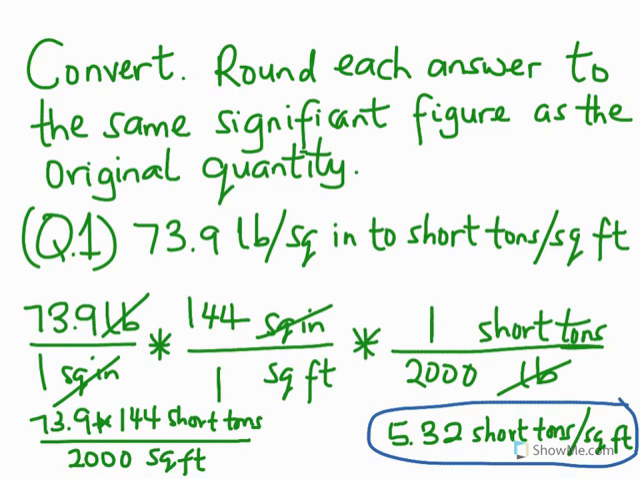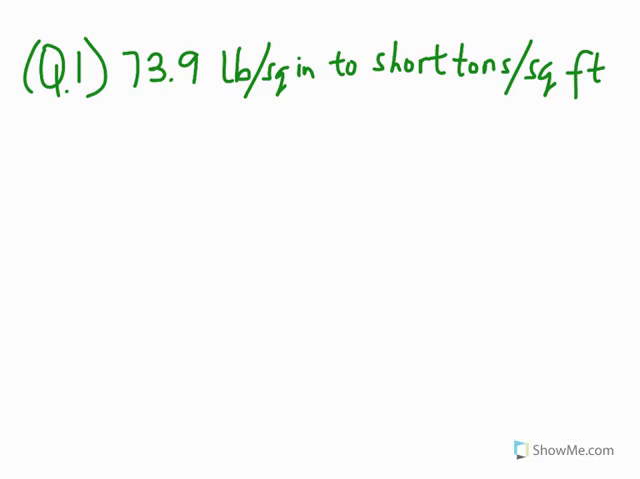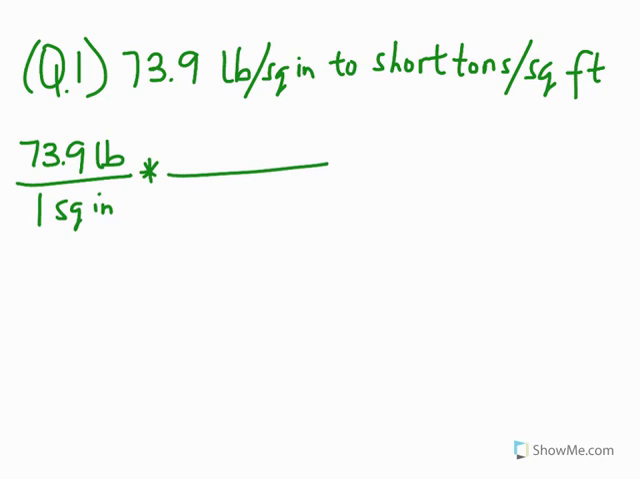Okay? Now, what if we don't want to start crossing out with the denominator? There is another way we can set it up. We can set it up this way. We can actually start with the numerator to cross out with the numerator. So I'll have 73.9 pounds all over 1 square inch times, and I want to start to cross out with the numerator. So if I do that, I put pound here, and I'm going to put short tons here. So the pound will be at the denominator, and the short tons will be at the numerator.